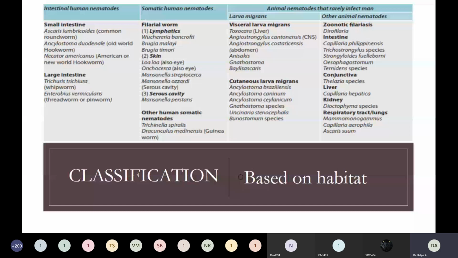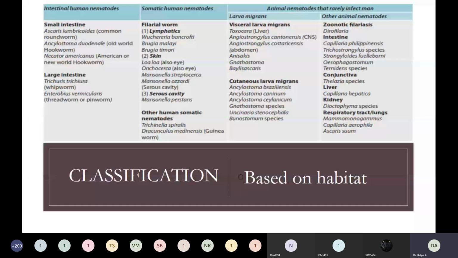Okay, these are all the parasites. It is like a tongue twister, but you have to learn these names by heart. Okay, now coming to the large intestine, Trichuris trichiura and Enterobius vermicularis reside in the large intestine.